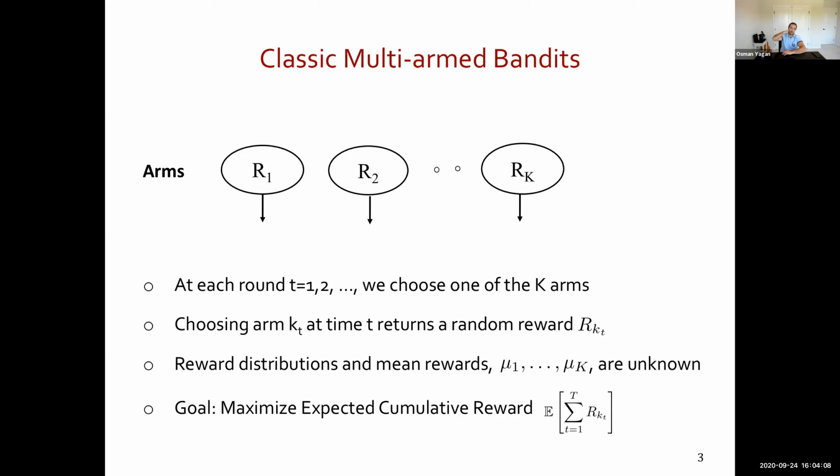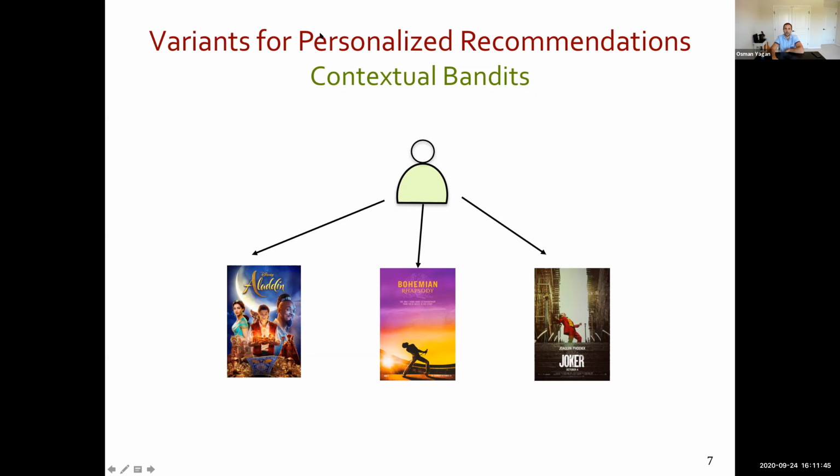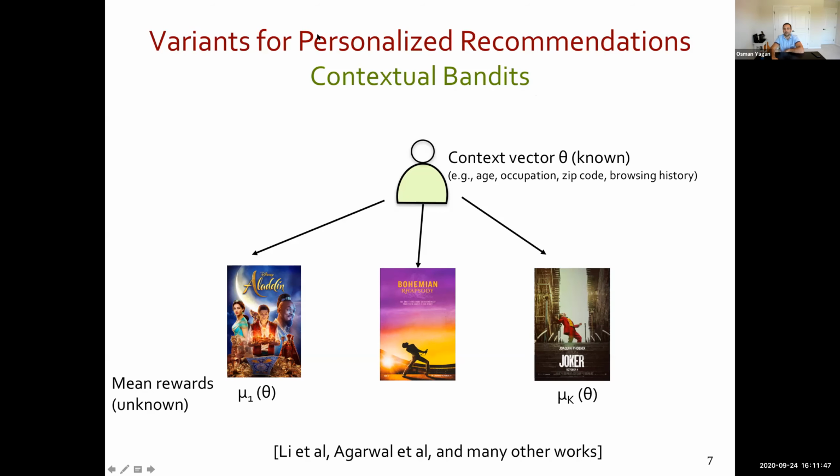And instead they came up with a variant called contextual bandits. And this is especially suitable for personalized recommendations. And what happens here is that when a user joins in, as happens in social media or maybe some of these movie platforms like Netflix or Hulu and so on and so forth, the user comes with some information associated with them, right?